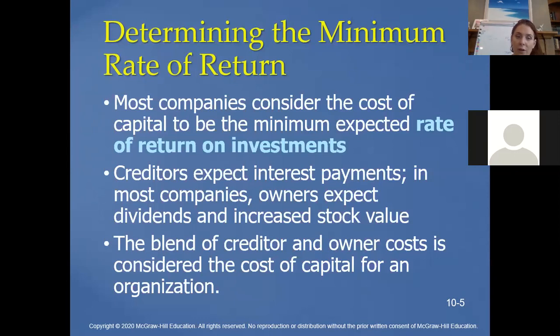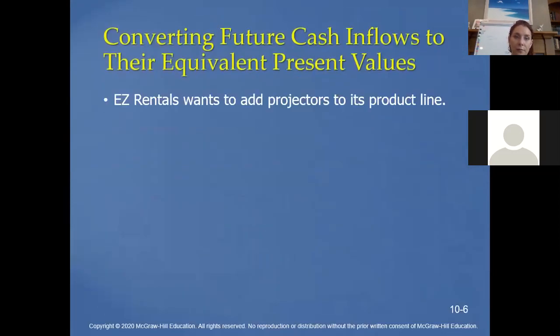And then owners expect dividends, and we talked about dividends in financial accounting. So owners expect dividends or an increase in stock value. All of that is considered when you're talking about your minimum rate of return. So if you yourself want a 10% minimum rate of return, what is that on top of the interest payments that you have to make and on top of what dividends or stock prices are going to do?